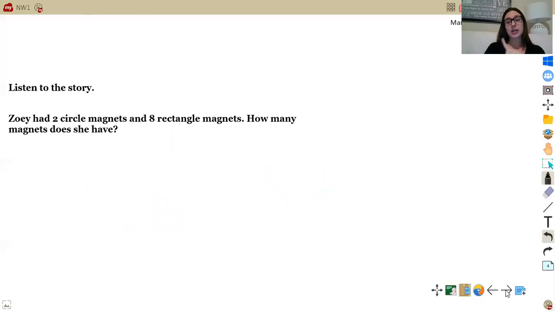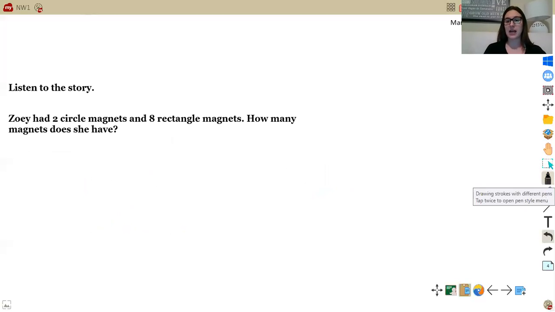Okay, last story, just like the ones before, go ahead and pause it and work it on your own, then come back and check to see if you got your answer correct. Zoe had 2 circle magnets and 8 rectangle magnets. How many magnets does she have? Go ahead and pause right now and get to work.